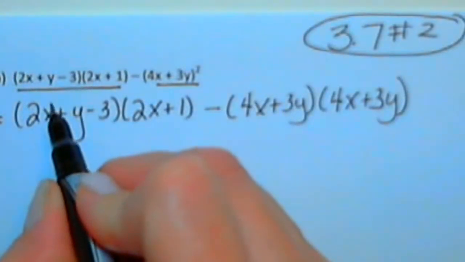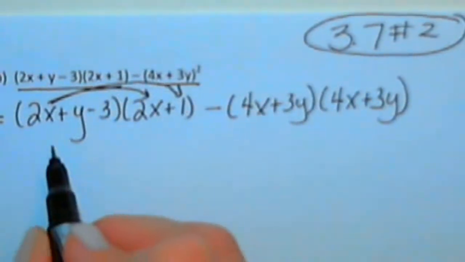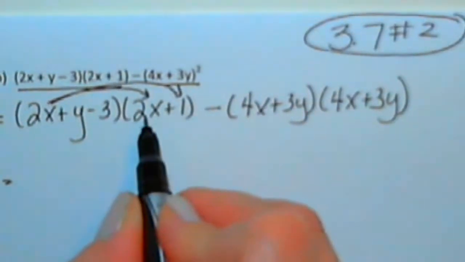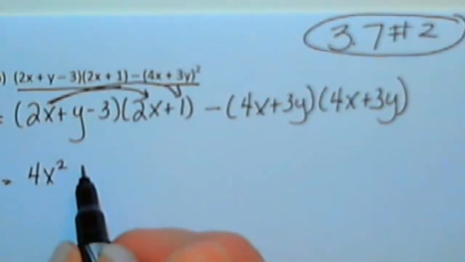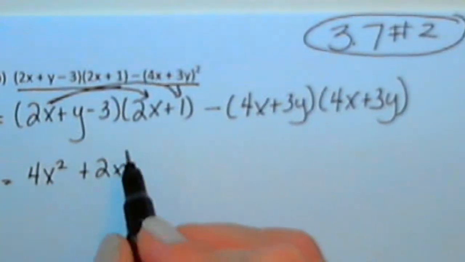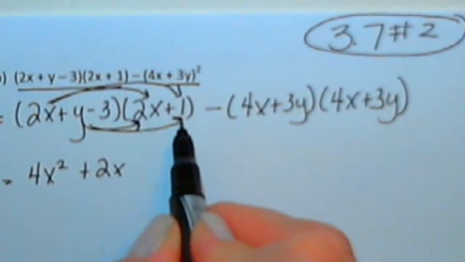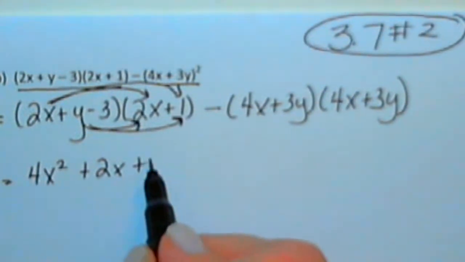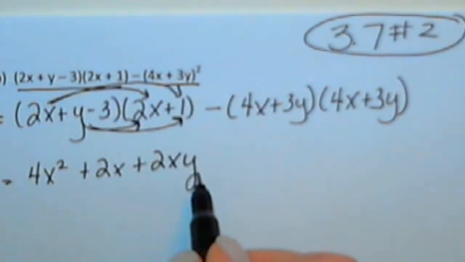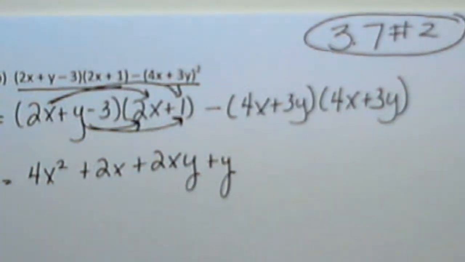This 2x has to get distributed to this 2x and to the 1. So 2x times 2x is 4x squared. 2x times plus 1 is plus 2x. Now this y has to get distributed to both of those. Plus y times 2x is plus 2xy. And y times plus 1 is plus y.